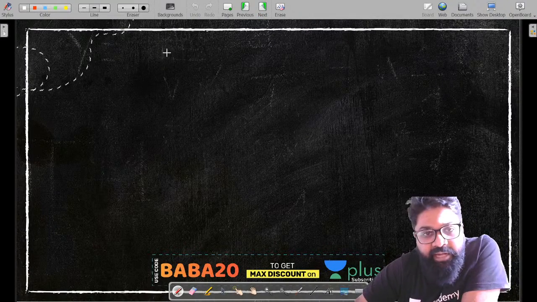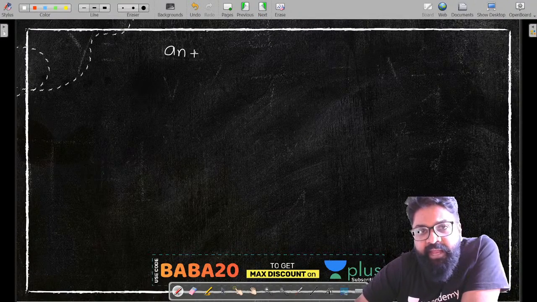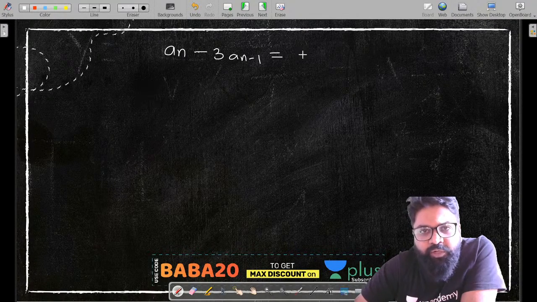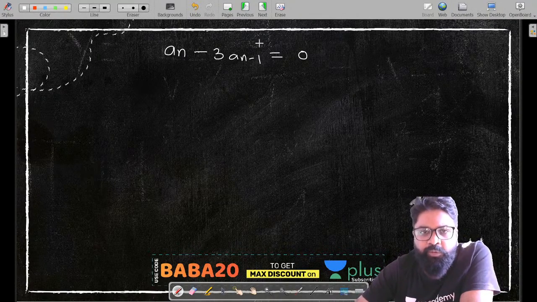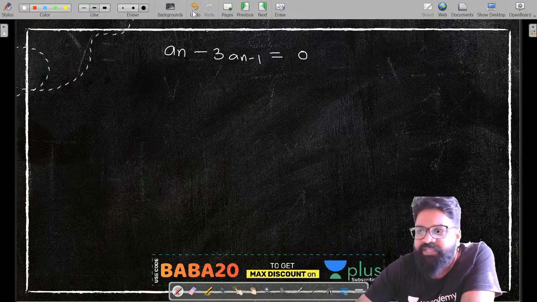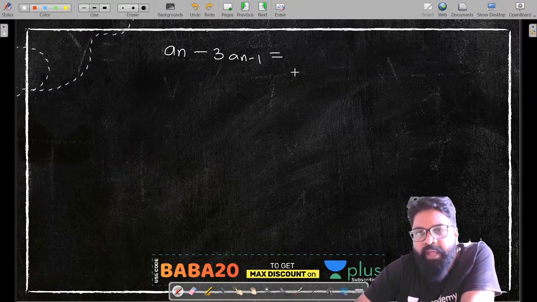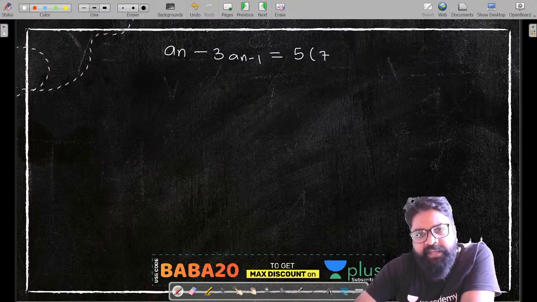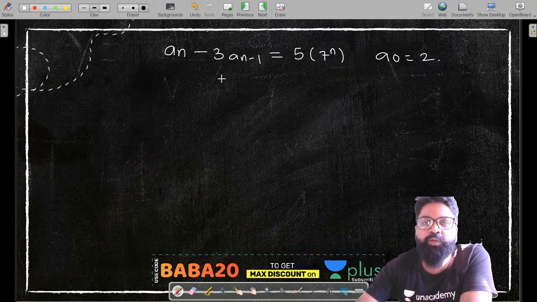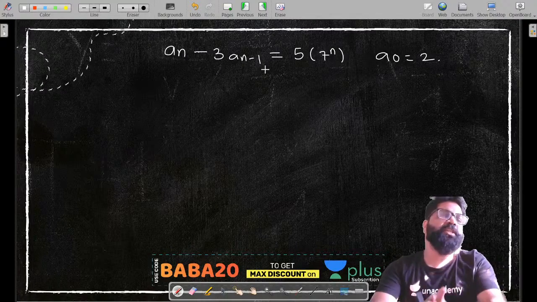But before that, let me write one particular question. a of n minus 3 times a of n minus 1, if I write this as 0, it will become the homogeneous equation and immediately you will get the solution. But what will happen if I write 5 times 7 of n, and a0 is basically 2? Then this becomes a non-homogeneous equation.